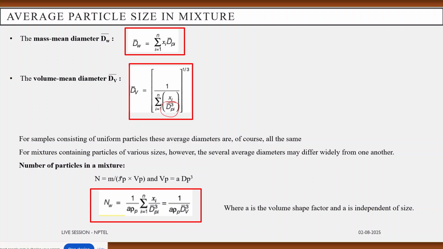Suppose what will be the volume mean diameter. For that case, you just remember this formula and you can process those data afterwards. For samples consisting of uniform particles, these average diameters will be more or less the same. But if your sample consists of a mixture of various particles, then each of these diameter values might not be the same, and may differ from one another.